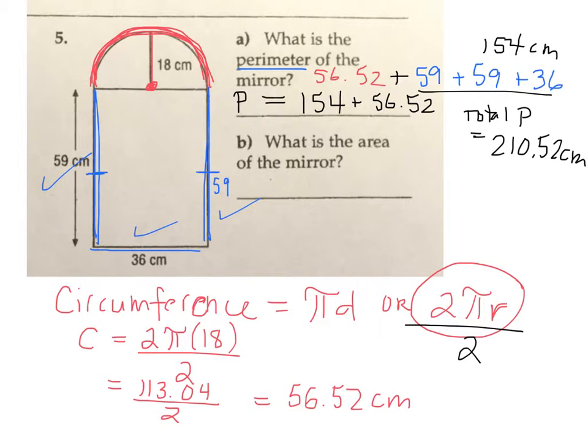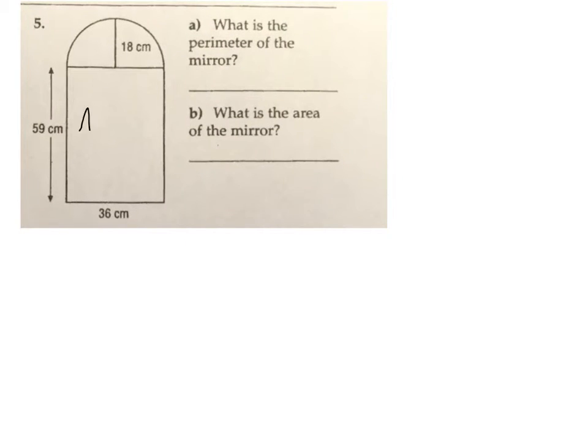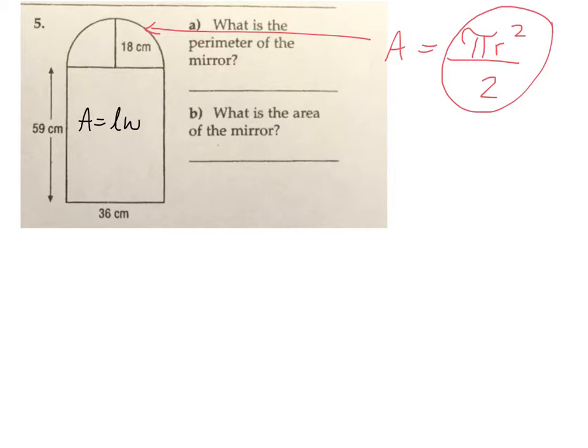The second part of this question asks us to find the area. We have a rectangle, and the area of a rectangle is length times width. And then pi r squared divided by 2 for the semicircle. Pi r squared is the area of a circle, and again, because it's a semicircle, we're going to divide it by 2 because it's only half of a circle. So we'll use both of these formulas, starting with the area of the rectangle.